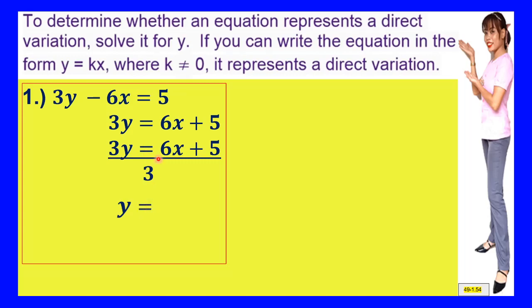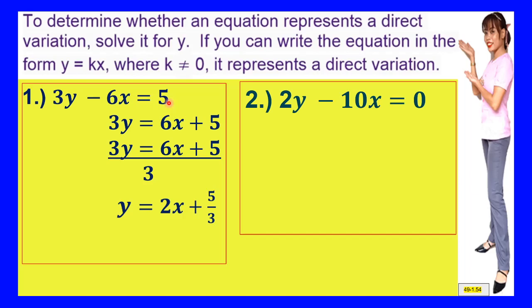Copy equal sign. 6x divided by 3, we had 2x. 5 divided by 3, we have 5/3. So the transform equation now is y equals 2x plus 5/3. This is not in the form of y equals kx. So this means 3y minus 6x equals 5 does not represent a direct variation.